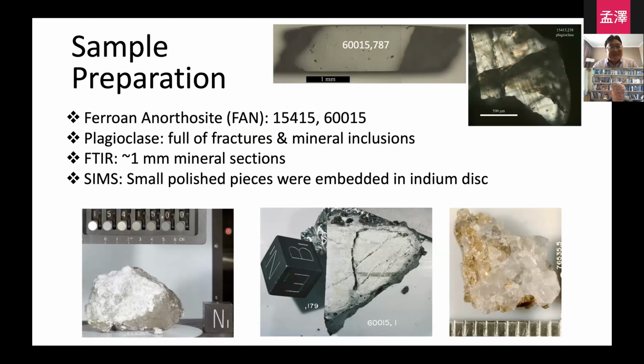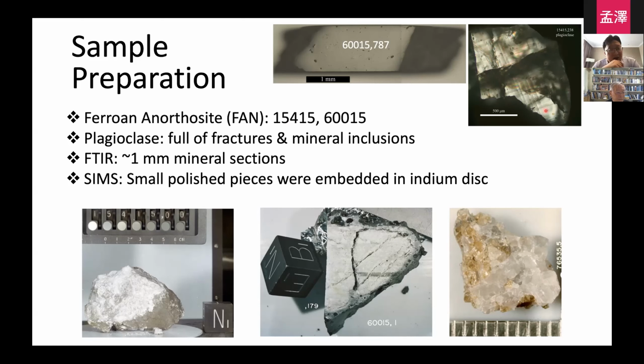I should say these plagioclase grains are not very ideal. They're full of fractures and also melt inclusions. As we can see, this is a plagioclase grain from 15415. There are fractures, and these dark spots are the mineral inclusions.